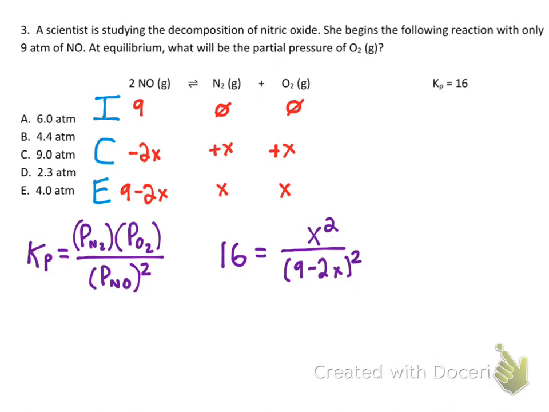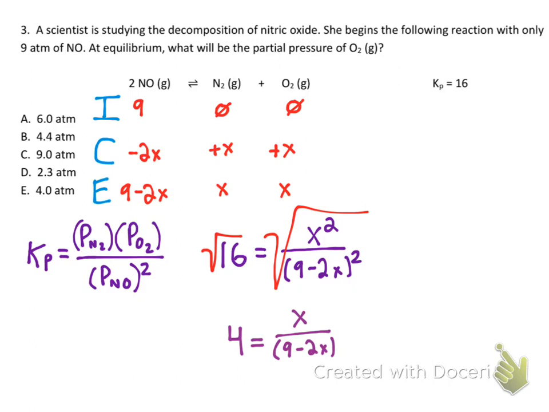Now let's take the square root of both sides. When we do, this simplifies a little bit, and we get 4 is equal to x over 9 minus 2x. So remember, there are cases that you could encounter theoretically that would involve needing to use the quadratic formula. But in Chem 112 world, we're never going to need to do that. We'll always have a way of simplifying to avoid that pesky quadratic formula.